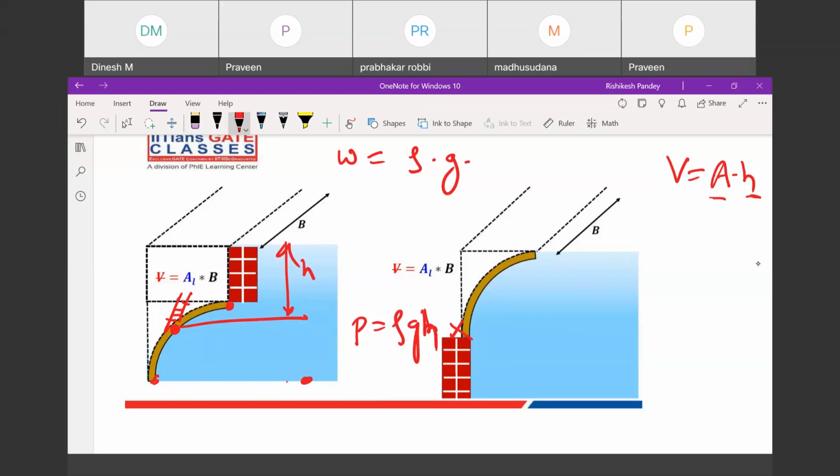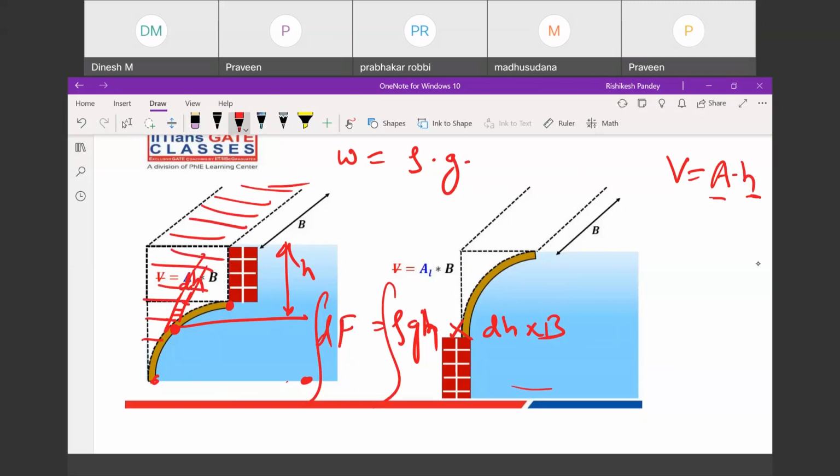The area for a small strip will be, let's say, dh. This strip width is dh, and the depth will be b, and then this will give you what? The hydrostatic force, df. Now you can integrate this one. When you integrate this, the answer you get here will be equivalent to the weight of this fluid. Like this you can calculate.